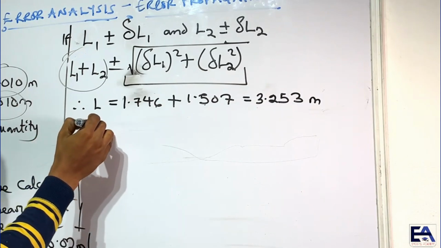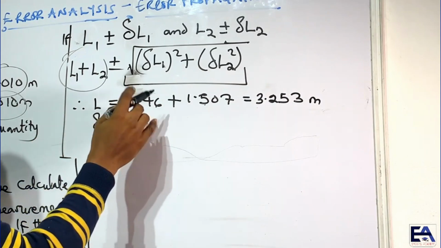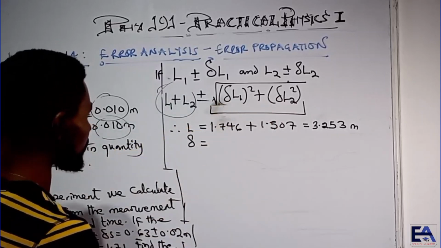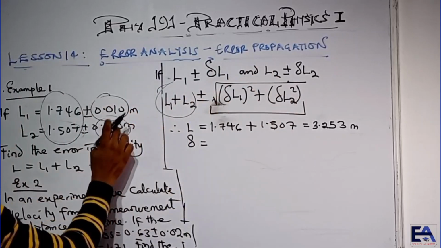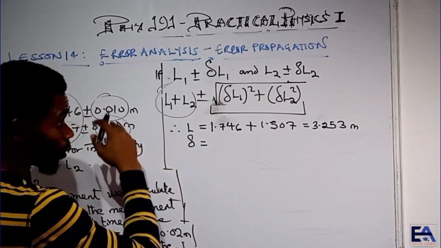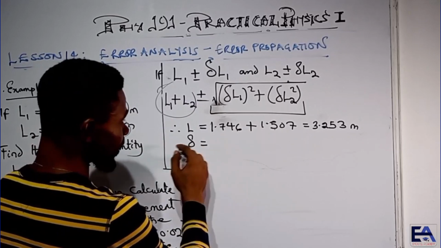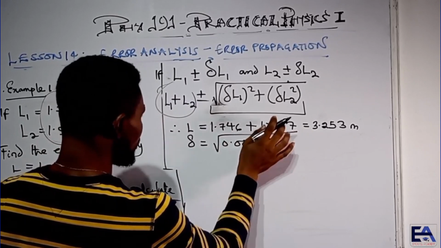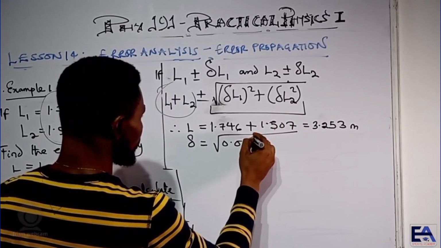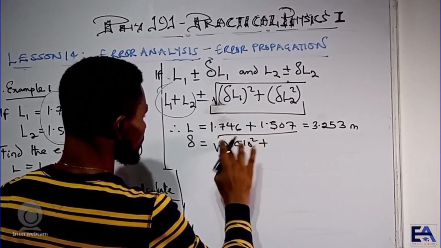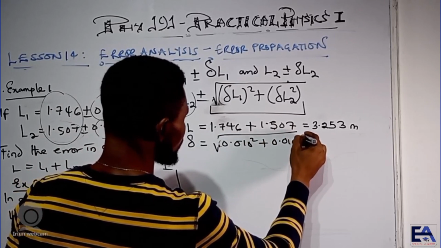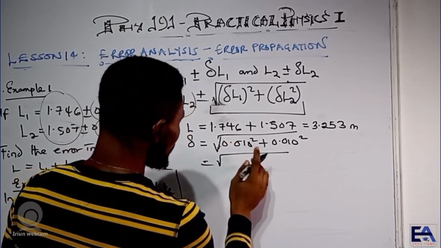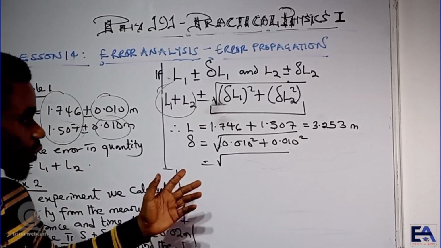Then we now have the value of delta L will be equal to what? The delta part of it, the error part of it will be the sum of the squares of the possible error or the precision index. So that is going to be like the square root of 0.010 squared plus 0.010 squared. All right. So if you find the square root of these two, so what is it going to be?